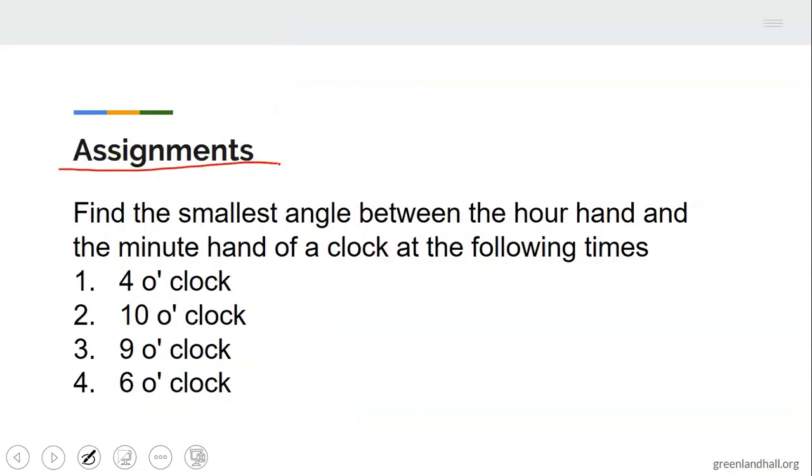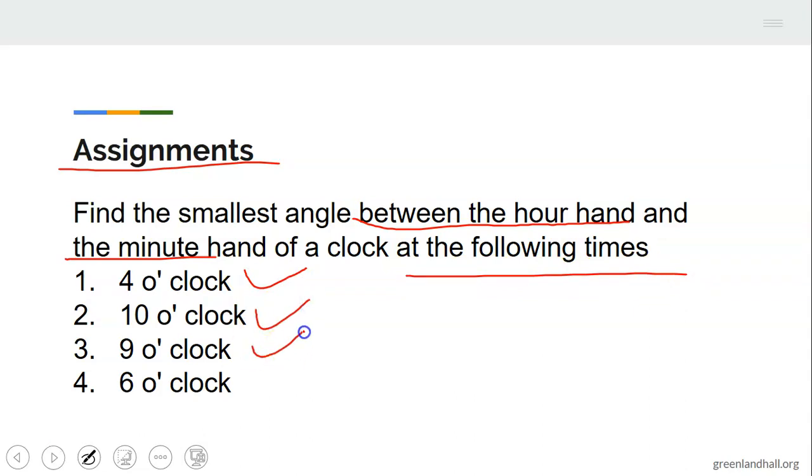Assignment. You have to find the smallest angle between the hour hand and the minute hand of a clock at the following times: at 4 o'clock, 10 o'clock, 9 o'clock, and 6 o'clock.